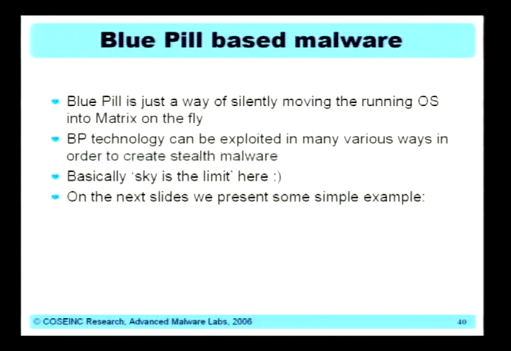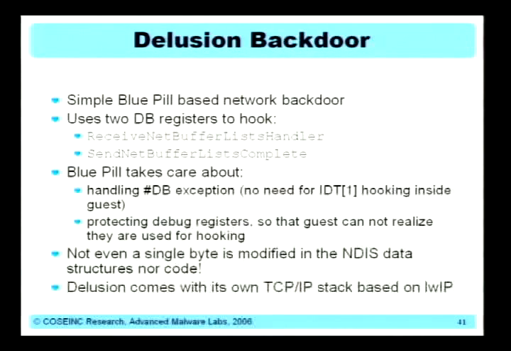Okay, this is what I said. So blue pill is just a way for silently moving the running operating system into a virtual machine, hijacking the operating system and inserting our own thin hypervisor. It can be exploited in many various ways, not necessarily malicious, but malicious are one of them, of course. And one example, a very simple example, I didn't have time to develop anything more complicated. This is a network backdoor, something very similar to DeepDoor, which I presented in January, but this time implemented with the help of this blue pill technology.